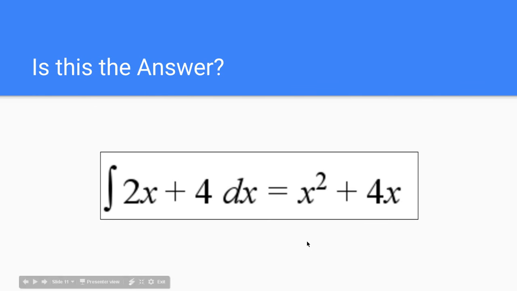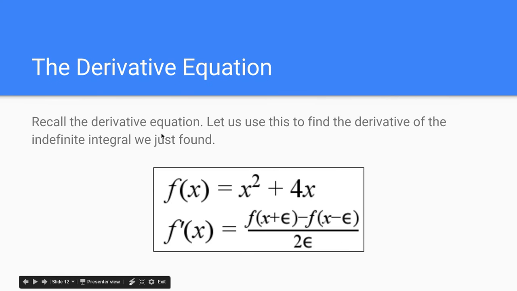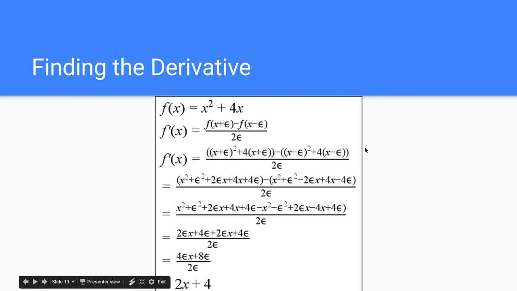So is this the answer? Is the indefinite integral of 2x plus 4 equal to x squared plus 4x? The derivative equation. Recall the derivative equation. Let us use this to find the derivative of the indefinite integral we just found. So we just got 2x plus 4. Now let's find the derivative of this. I'm not going to rediscuss all this again. This was 2 videos ago if you need to figure out what this means again. So we find the derivative of this. I just plug it into this formula and do the math, and we end up with 2x plus 4.